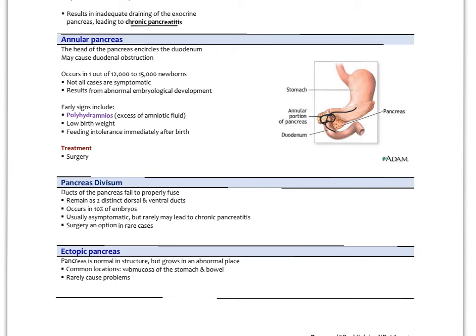And then finally, ectopic pancreas is a pancreas that's normal in structure, but it grows in an abnormal place. So it can grow in the submucosa of the stomach or the bowel. And that rarely causes problems because the ducts are still complete and it still secretes the enzymes and so forth. So these are just a few congenital anomalies to be familiar with regarding the pancreas.